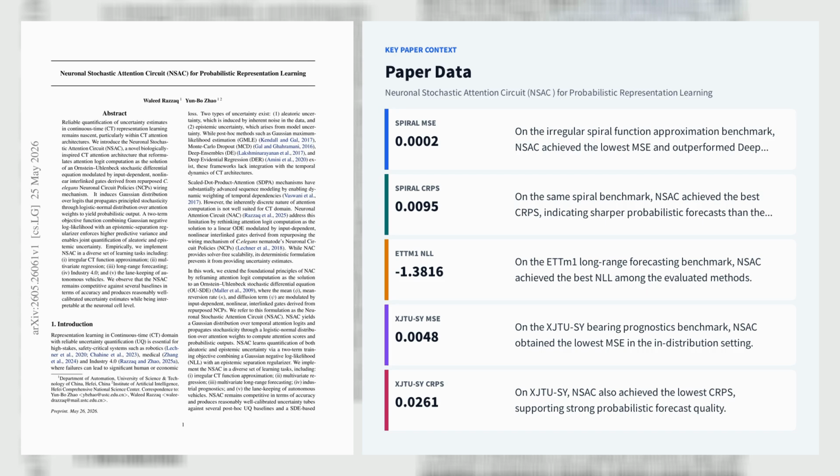On the spiral task, it reaches MSE 0.0002 and CRPS 0.0095, outperforming deep ensembles and Monte Carlo dropout. On ETTm1, it achieves the best NLL at negative 1.3816 while maintaining reasonable forecast calibration. On XJTU-SY, it obtains MSE 0.0048 and CRPS 0.0261. The key novelty is architectural. Uncertainty is embedded inside continuous time attention itself, with a closed-form forward pass that avoids numerical SDE solvers and remains interpretable at the neuronal cell level.